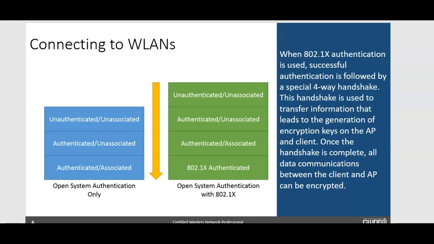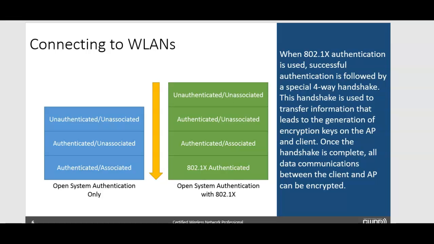More frames are exchanged to move to this state. When open system authentication is used, the client is now connected and can communicate with the wireless LAN. However, if you're using 802.1x authentication, you are required to use the pre-shared key or the Extensible Authentication Protocol, EAP. One more state must be reached.